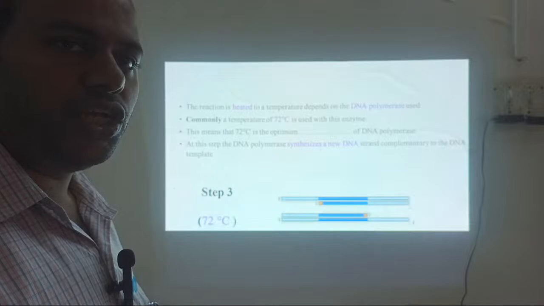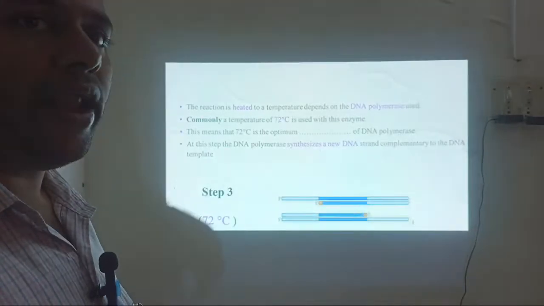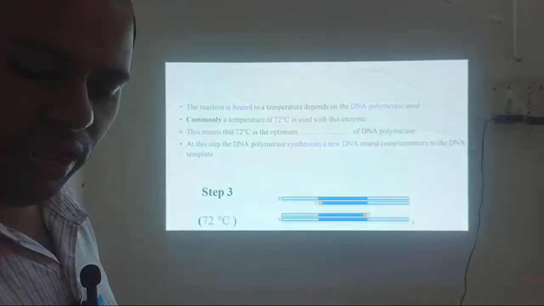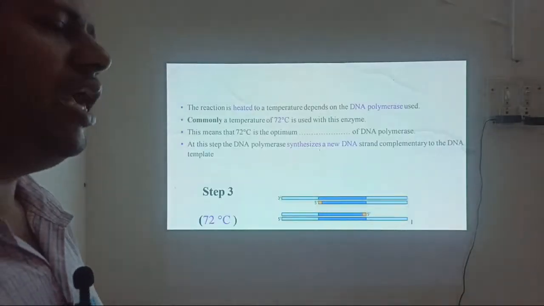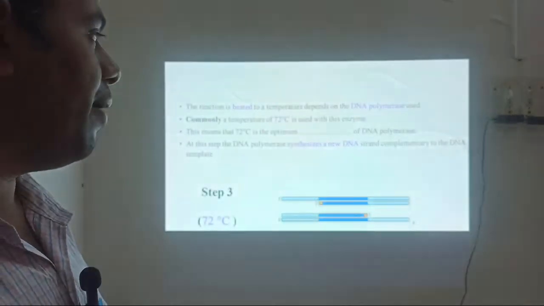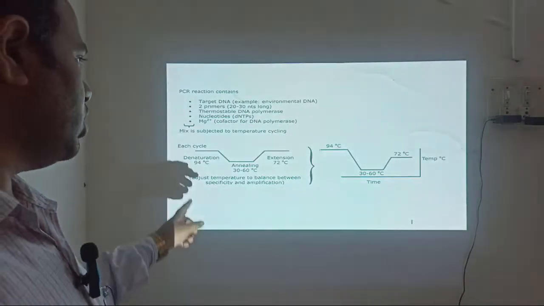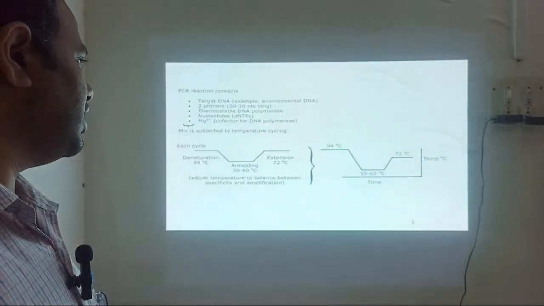Again, there will be denaturation. The double-stranded DNA strands that are formed are again separated, and then annealing will take place again. This will keep on repeating till the number of cycles you want. So it will be exponential amplification. If you have to set up the PCR reaction, this is the way you can set it up.